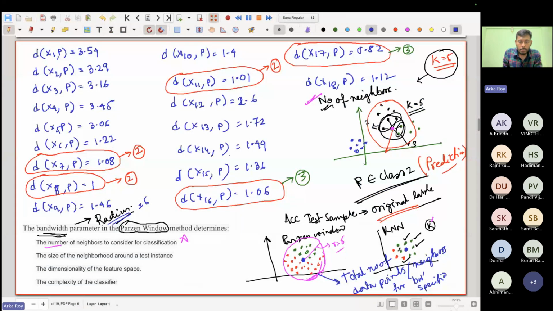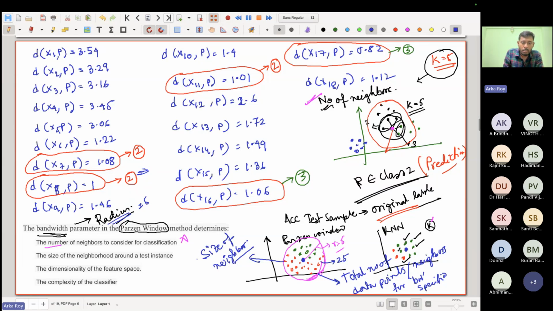Therefore, you can see from this particular diagram that this total number of samples or neighbors is basically specified through this bandwidth parameter. So this also determines the size of neighbor. So that means, let's say if this particular circle encloses 25 data points, so that means the size of your neighbor over here is basically 25.